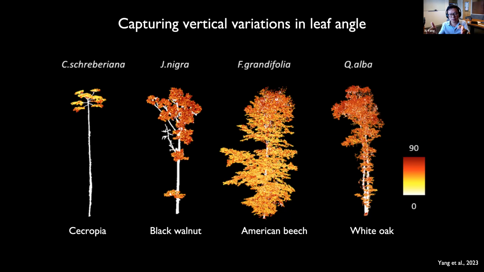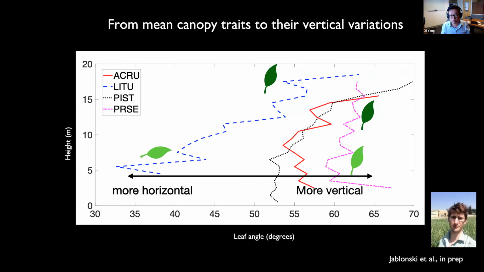And on the rest of their black walnut, American beech, white oak, those species are typical temperate forest species here in Virginia. And you can see the top canopy has more vertical leaves and more horizontal leaves on the lower part of the canopy. But even at the same height, you see some variations in leaf angle. This is one of the works that my student Andrew Jablonski is working on.